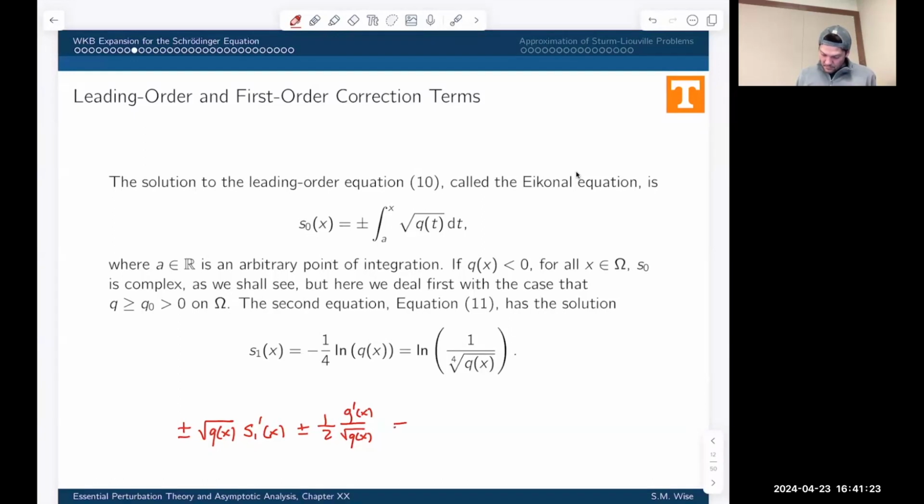So the plus minus cancels, right? If it's minus, it cancels. If it's plus, it's the same sign in either case. So we don't have an oscillating sign there. Divide both sides by q.